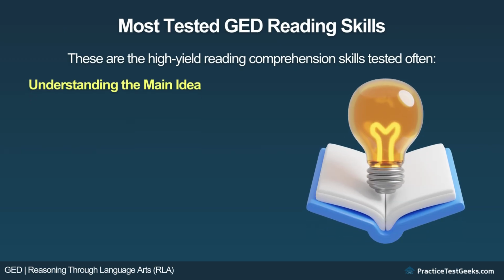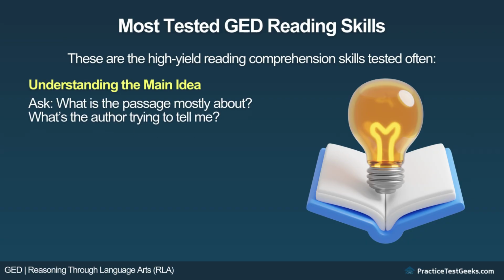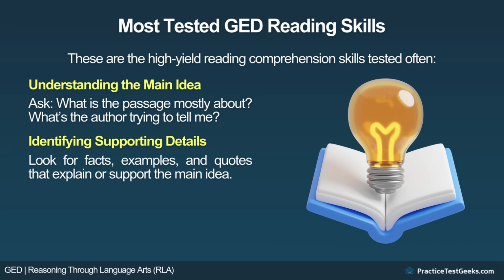First, we have understanding the main idea. Always ask yourself, what is the passage mostly about? And, what's the author trying to tell me? This helps center your reading. Next, pay close attention to identifying supporting details. These are the facts, examples, or quotes that explain or back up the main idea. If you can spot them, you'll have a better handle on what the author is trying to say.